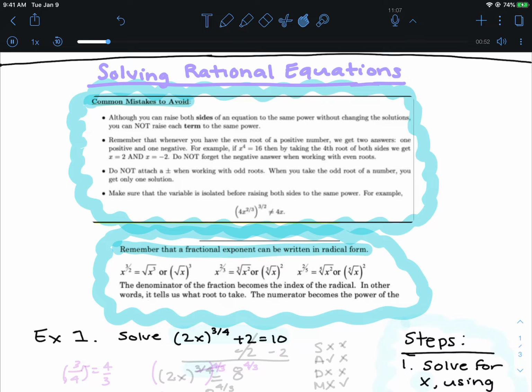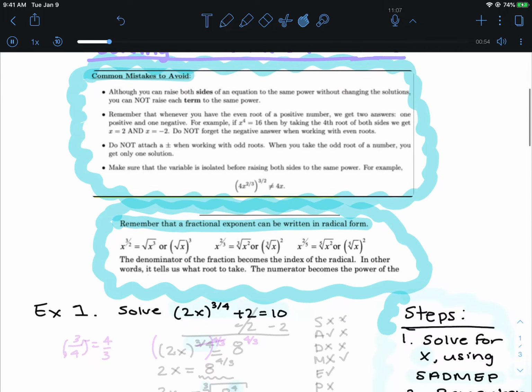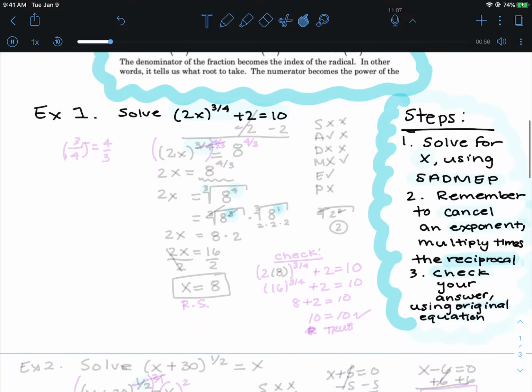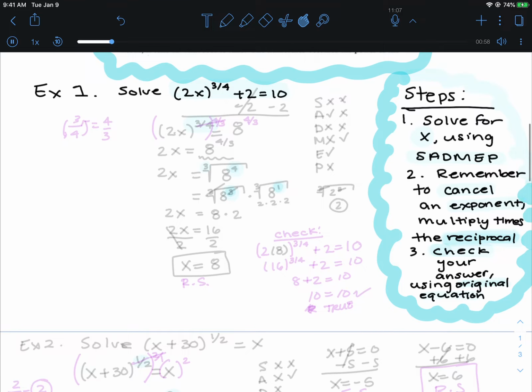Now for today, these are the steps that are going to help us out when solving the problem, which is pretty similar to the ones when we had roots. We still need to solve for x. How? Well, we have to use PEMDAS. And then remember that you can also cancel an exponent by multiplying it times the reciprocal. And when you do something to one side, you do it to the other. And last but not least, check your answer, okay?